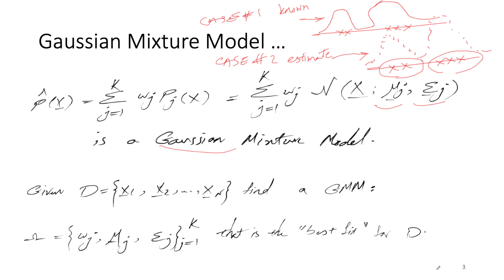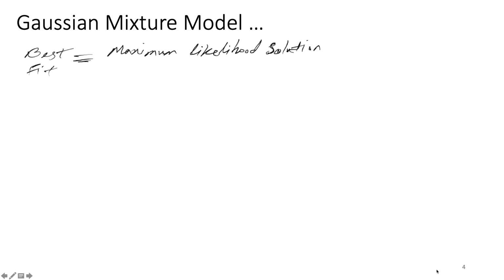All right. So how are we going to accomplish this task? We want to find the best fit that is equivalent to the maximum likelihood solution, right? So we want to find the best fit that defines our cluster of points using a Gaussian model.